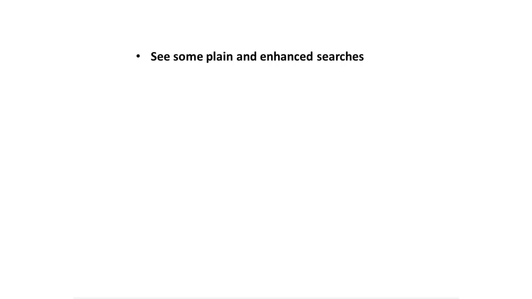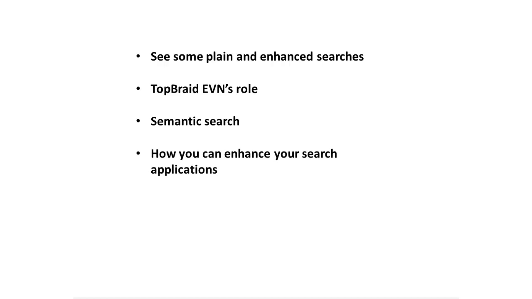First, we'll see a simple search application do some plain and some enhanced searches of a collection of medical advice. Then, we'll learn about the role that TopBraid EVN plays to help that search application get more useful results from the document collection. We'll find out how TopBraid EVN uses semantic information about this data to improve the searches. And finally, we'll learn how you can improve the performance of your search applications with TopBraid EVN.